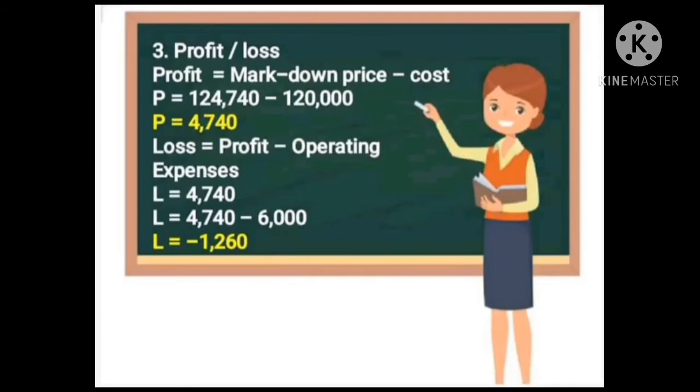And now, let's proceed to solve the loss. The formula of loss is equal to profit minus operating expenses. And we proceed to the solution. The solution of loss is L equals 4,740 minus 6,000. We solve it. And the answer is L equals negative 1,260.